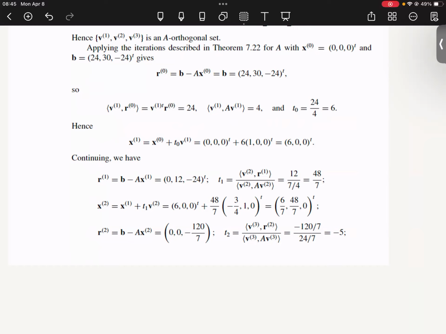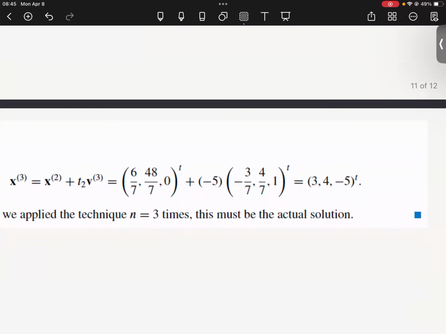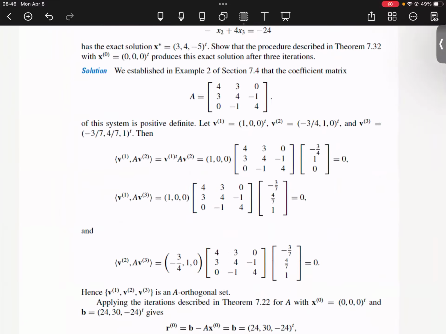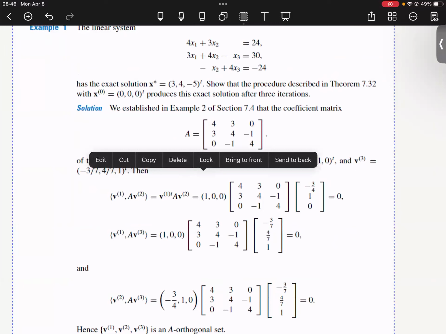Once again, we are going to calculate the residue first. This is the third iteration, and let's see. If you take a look at the third iteration, we get the result 3, 4, -5. And if you compare to the exact result here, it's actually the same result. Which means that we can arrive at the exact solution at the third step, with 3 iterations. So that's what the theorem means.